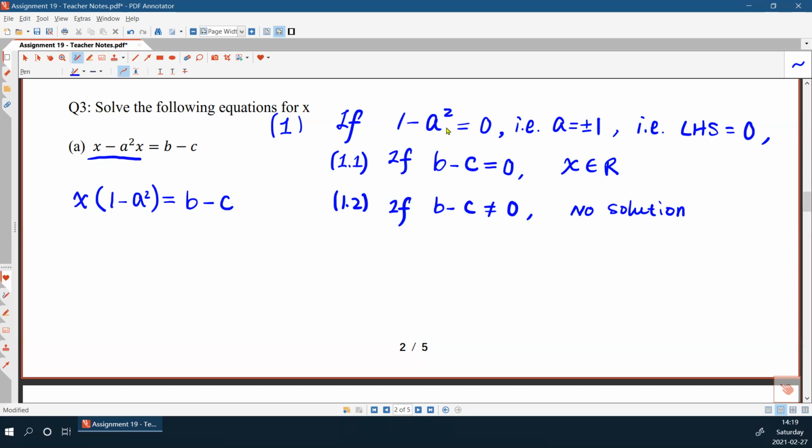Okay, so now we complete the discussion for the first situation, which is 1 minus a squared is 0. And the second situation is if 1 minus a squared is not 0. So in this case, we can divide both sides of the equation by this number because now it's not 0, right? So in this case, x is just b minus c over 1 minus a squared. Do you understand?